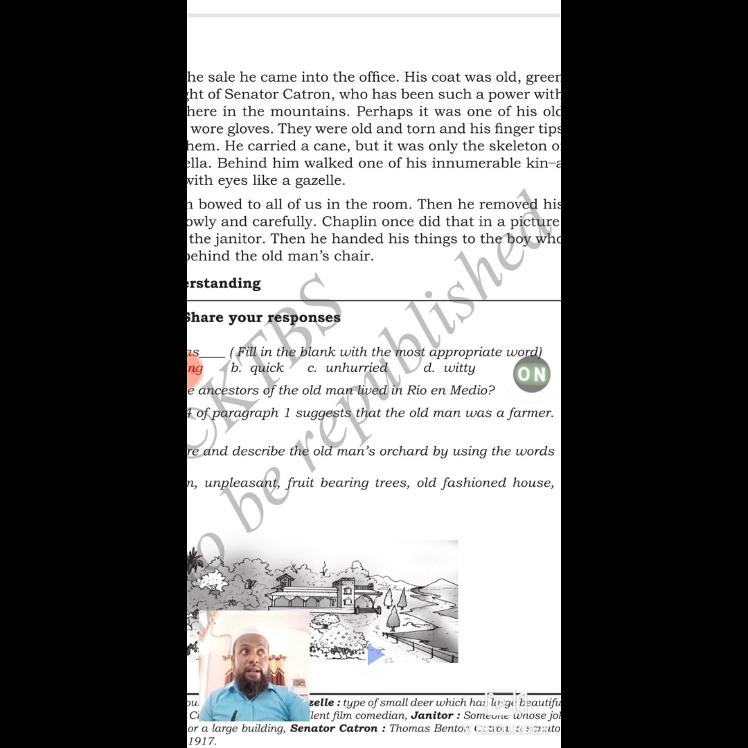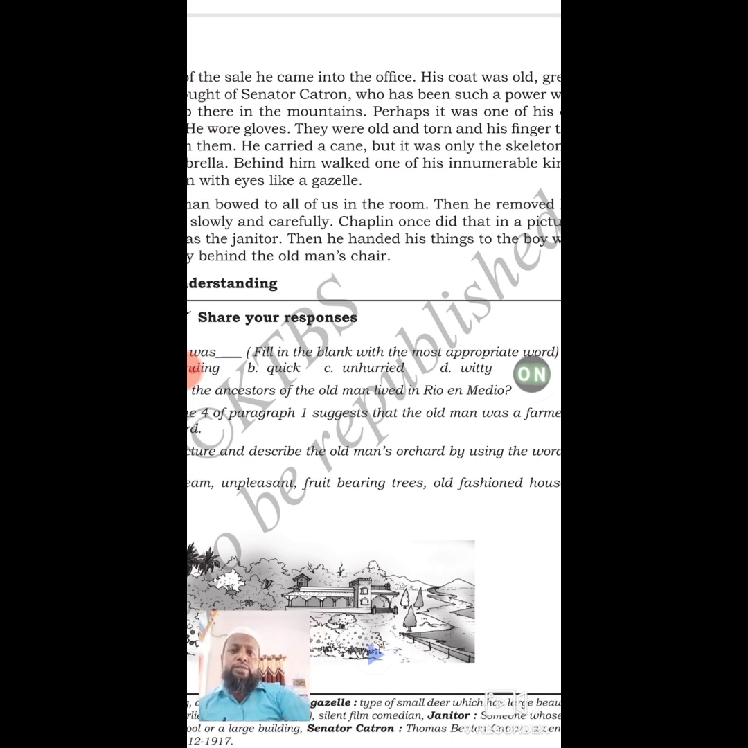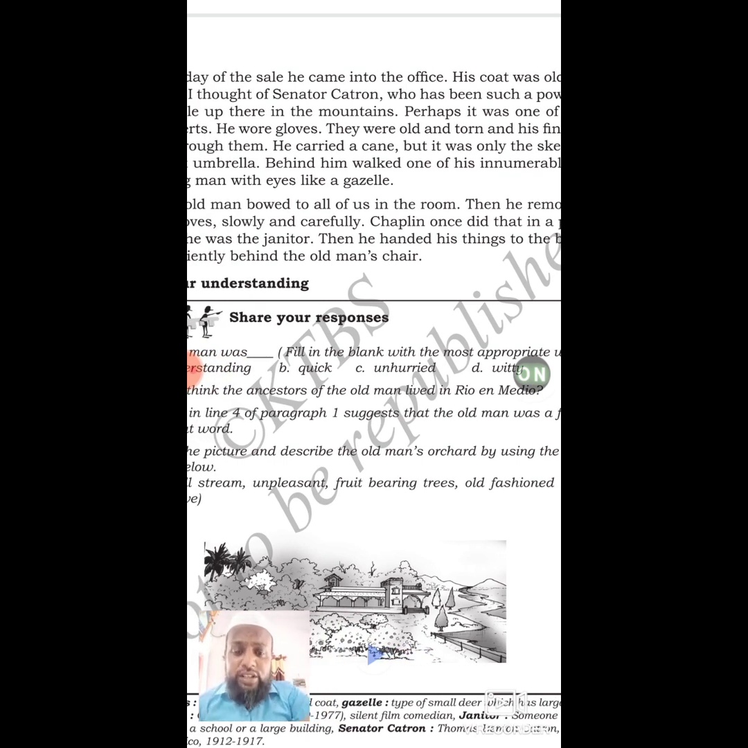Also extract for the 3 marks and 2 marks question. If it is a 2 marks question, it might be from this paragraph also. Describe the physical outlook of Don Anselmo, how he looks. You have to write this one.